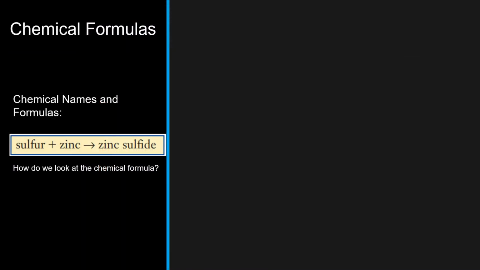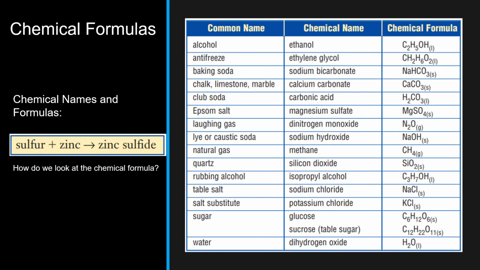Now we're going to dive a little bit more into the chemical formulas, and we're going to look at the chemical names of different things. And so we see here, we have our word equation where it's sulfur plus zinc to create zinc sulfide. So how do we look at the chemical formula?